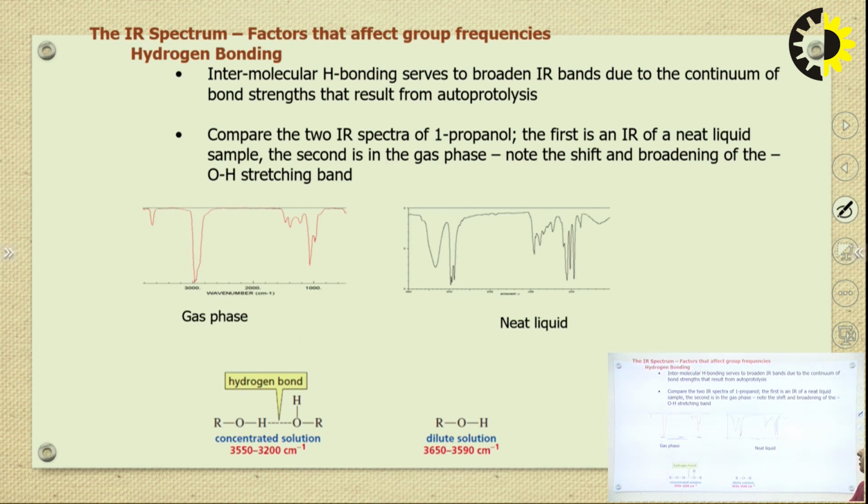So this is again an example of hydrogen bonding. How does the hydrogen bonding change with dilute solution? In a concentrated solution, this frequency is around 3550, and when there is a dilute solution, the frequency rises. As the hydrogen bonding decreases, the frequency increases.